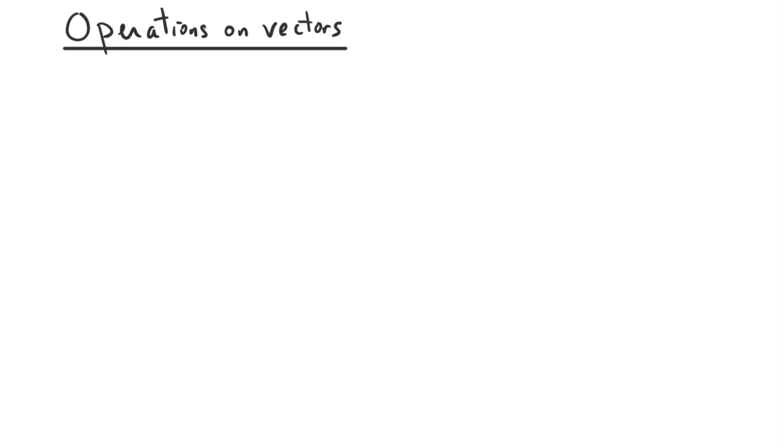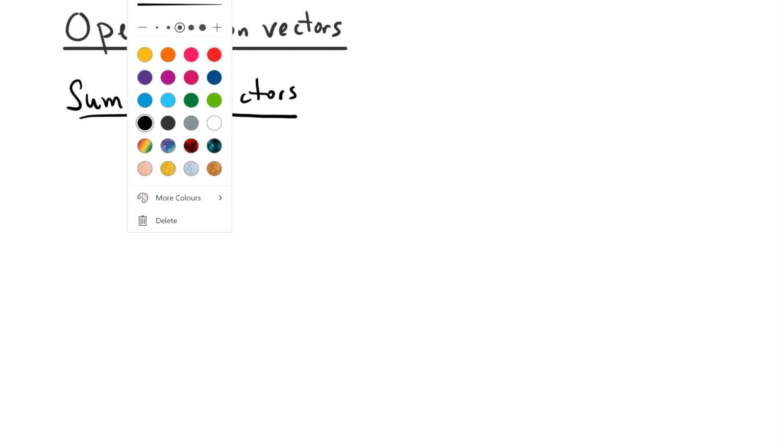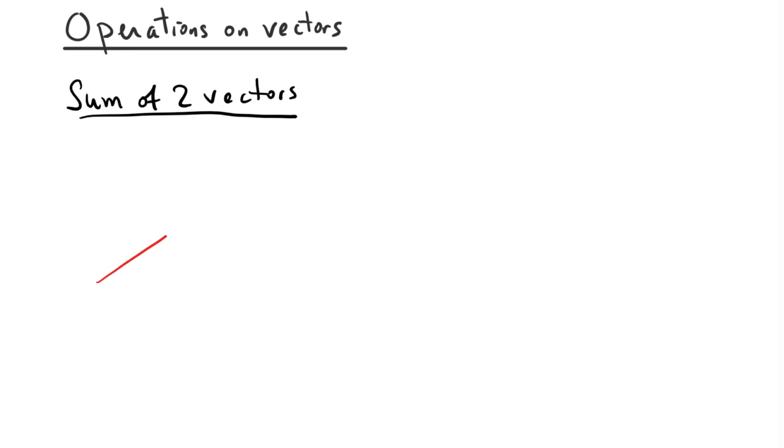Okay, so now that we know what vectors are, we're going to look at operations that are performed on vectors, and we're going to start with the sum of two vectors. So here's the following thing we're going to have to answer. Imagine I've got a vector v that's like this, and another vector u that's maybe like this. What's the sum of these two vectors? So we're going to have to define how we perform the sum.